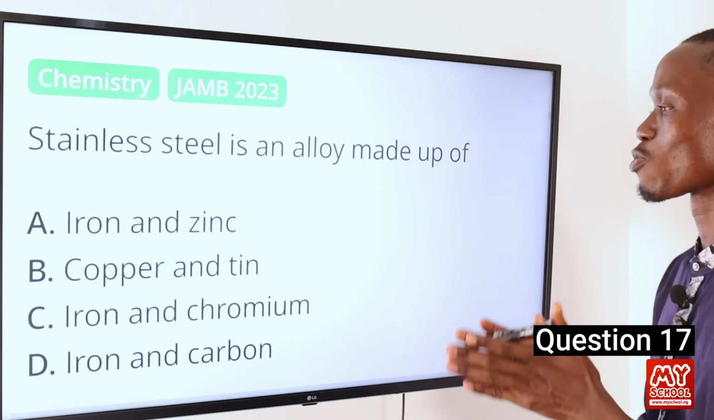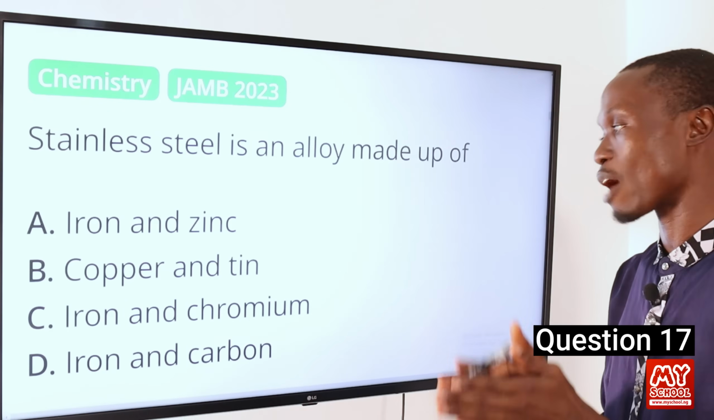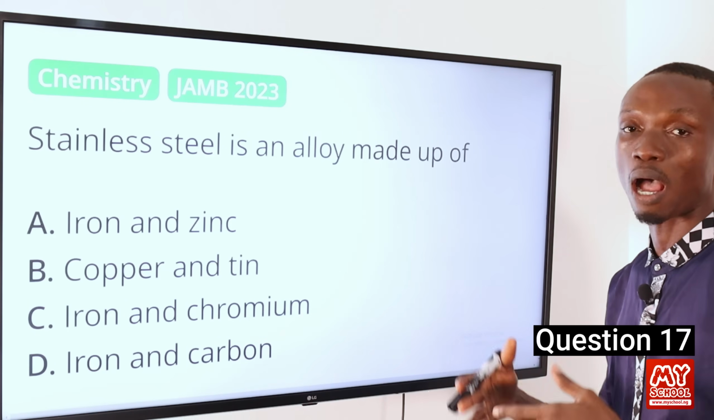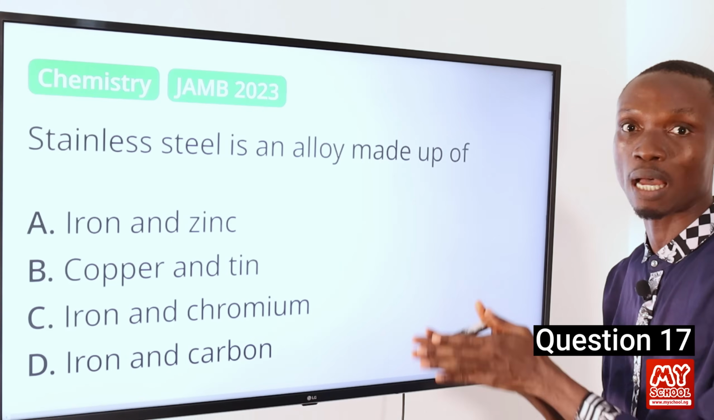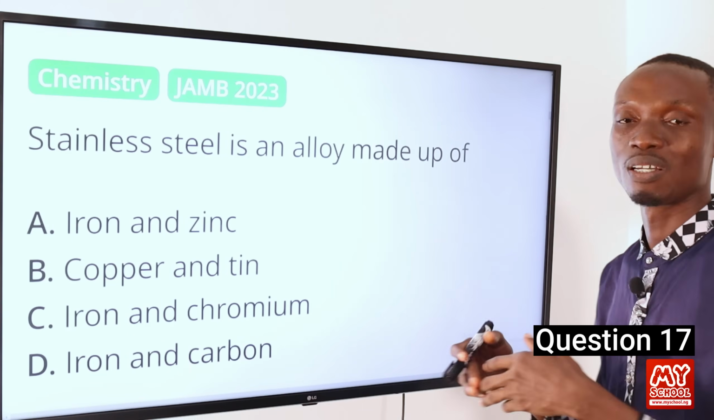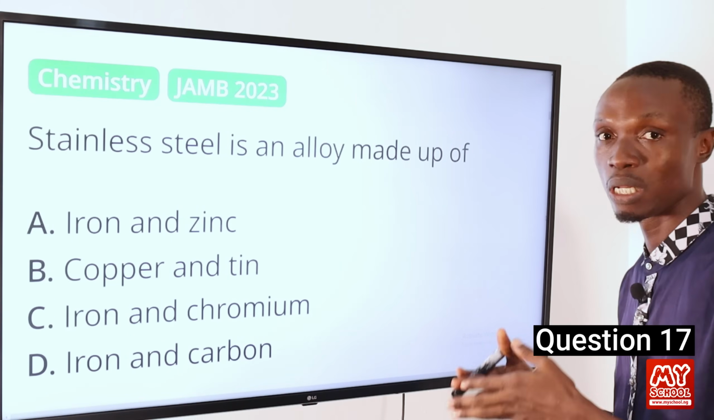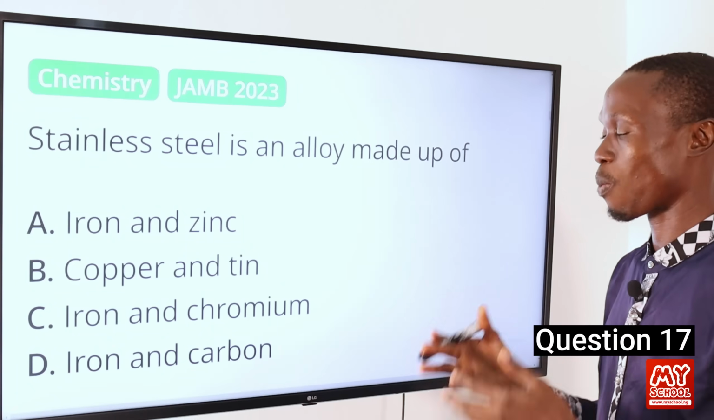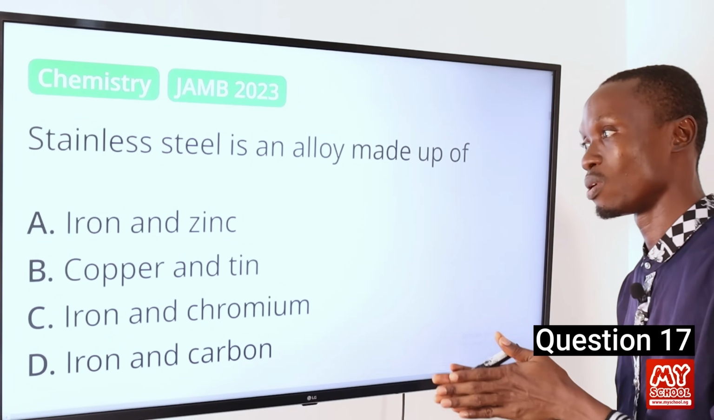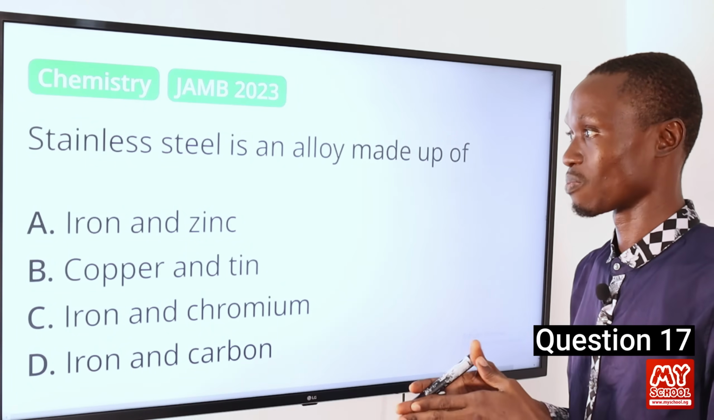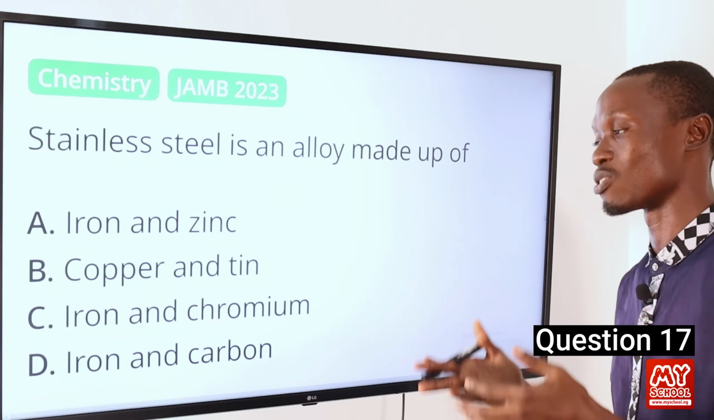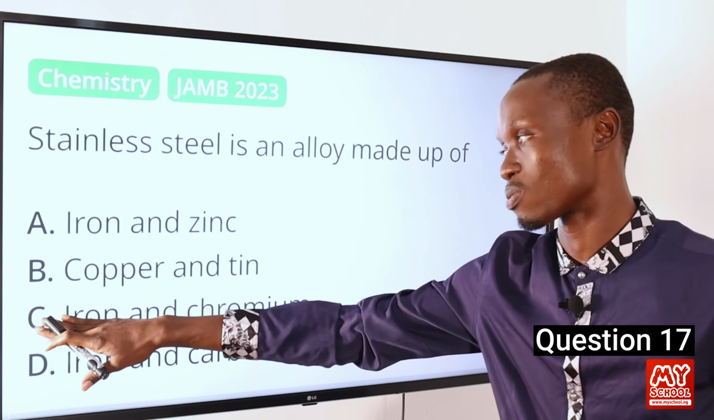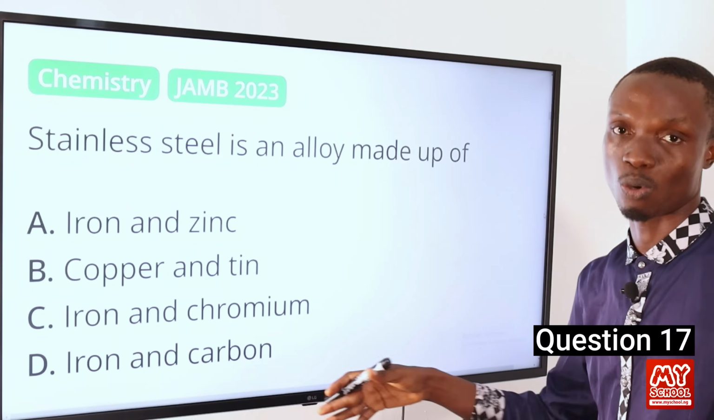Okay, then let's move to option C. Option C is iron and chromium. Of course, stainless steel is iron and chromium with small amounts of other elements such as nickel and molybdenum. Then option B is copper and tin. Copper and tin, we know, is brass. And option A, iron and zinc, is not stainless steel. So the correct option to this question is option C, iron and chromium.